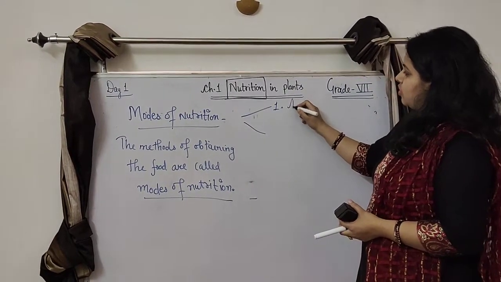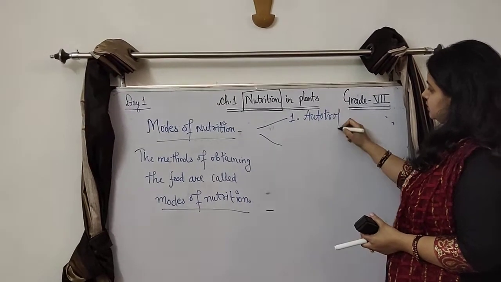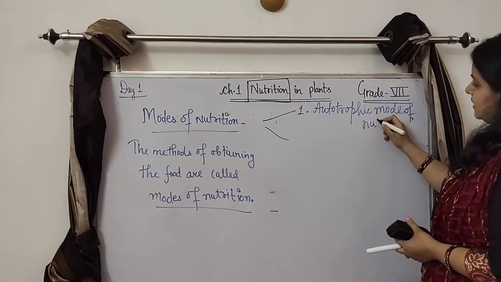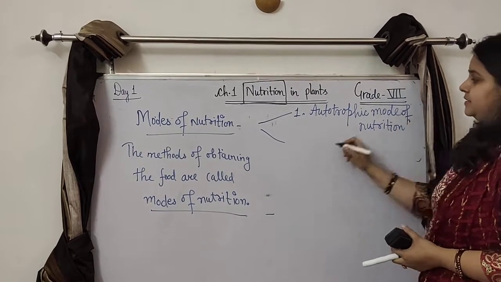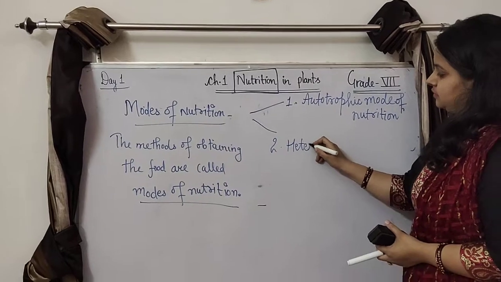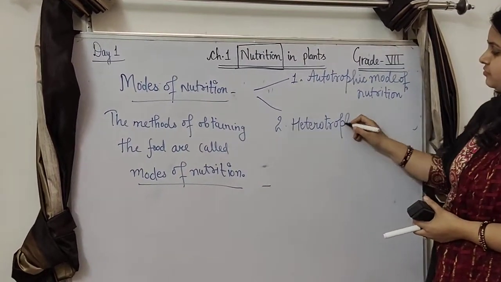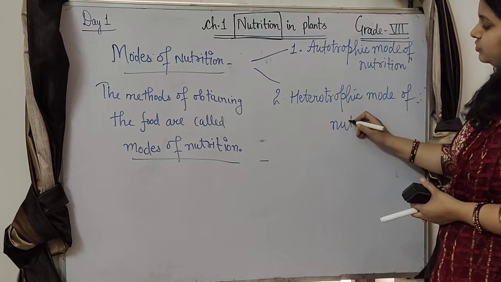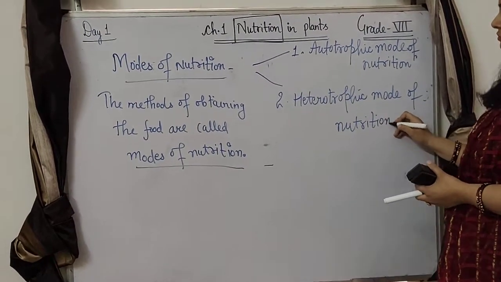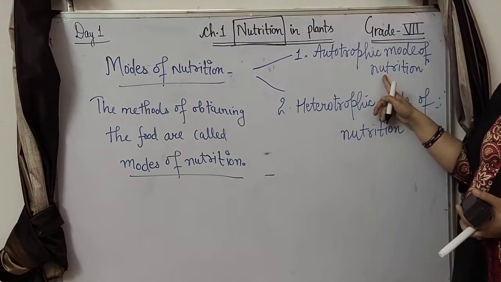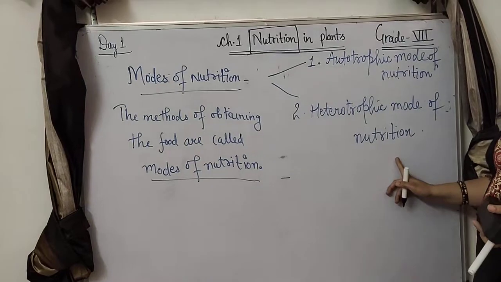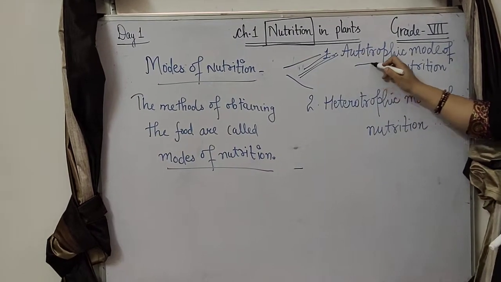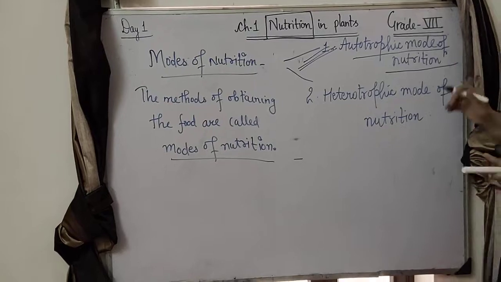First one is autotrophic mode of nutrition, and second is heterotrophic mode of nutrition. So we have two different ways by which living organisms can get their food: autotrophic mode of nutrition and heterotrophic mode of nutrition. In today's lecture we will just focus on autotrophic mode of nutrition. Am I clear?